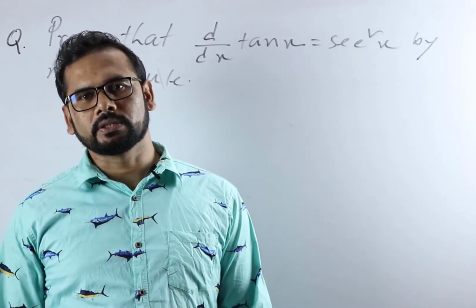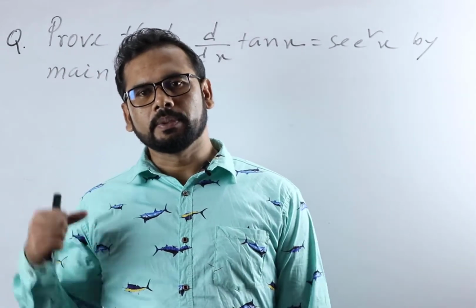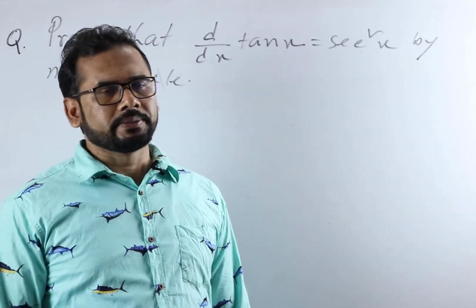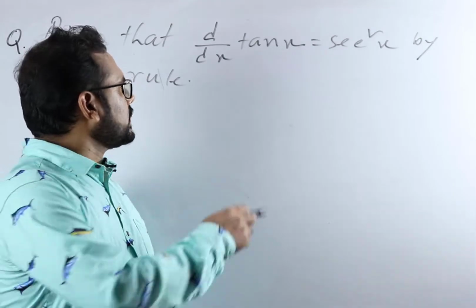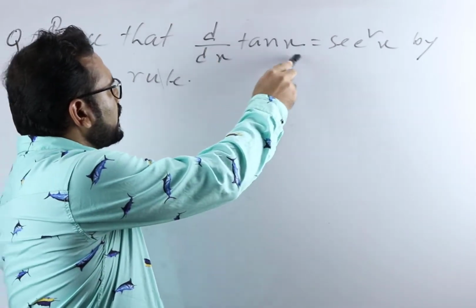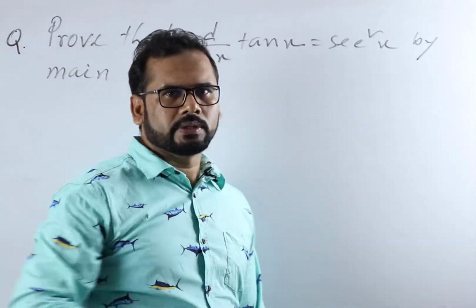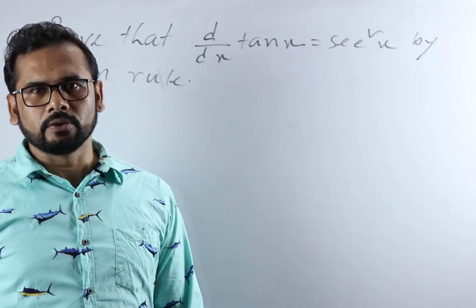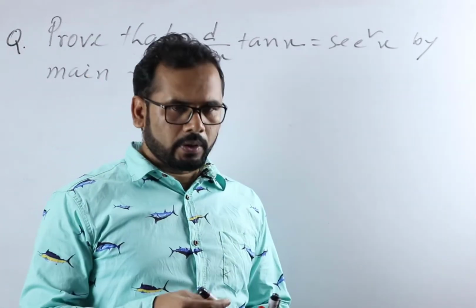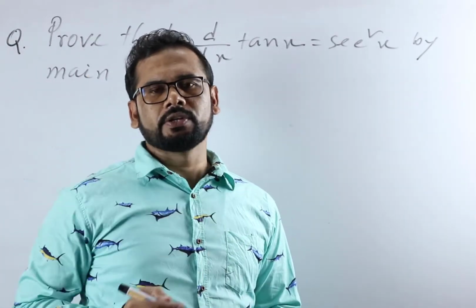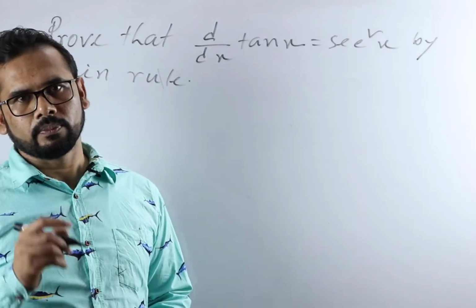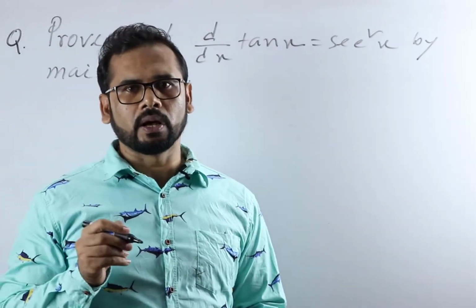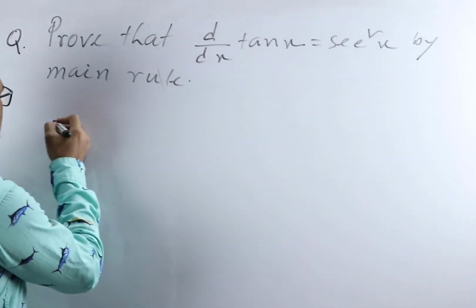Today we want to discuss a fundamental proof in trigonometry, that is, d/dx of tan x equals sec square x, by using the main formula, the basic rule. Before going to the solution, we just want to write down the main formula. Here I am writing.